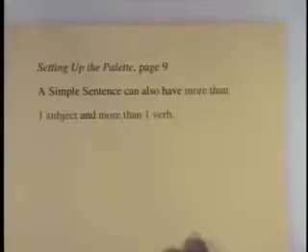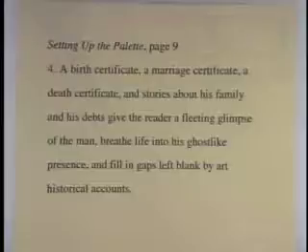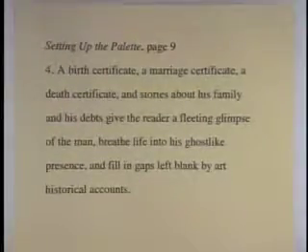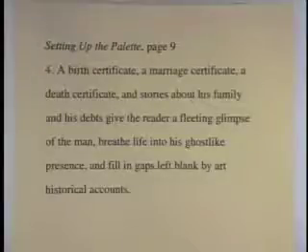Okay, on page 9. A simple sentence can have more than one subject, more than one verb. Now we're going to start to look at some examples. Somebody who wasn't as knowledgeable as you're going to be almost instantaneously would look at this example and say, oh my goodness, that's a paragraph. But of course it isn't going to be a paragraph. I'm going to read it to you rather slowly, and I want you to try and get a handle on where subject words are and where verb words are. Just read it to you. A birth certificate, a marriage certificate, a death certificate, and stories about his family and his debts give the reader a fleeting glimpse of the man, breathe life into his ghost-like presence, and fill in gaps left blank by art historical accounts.